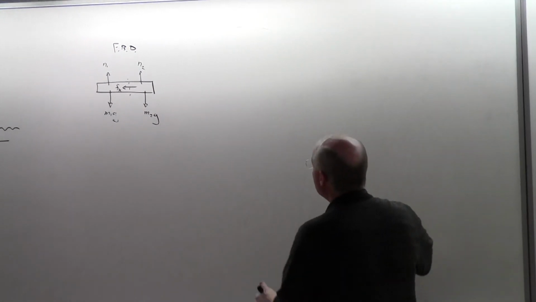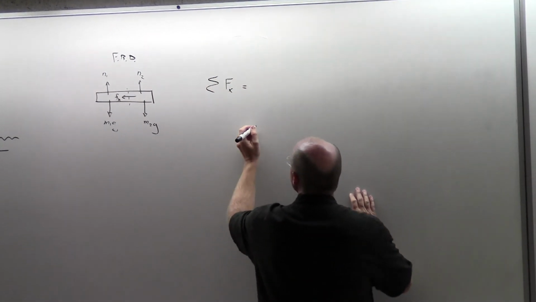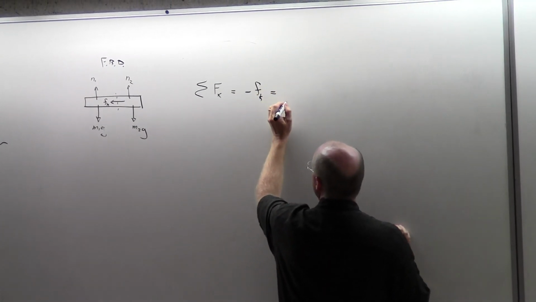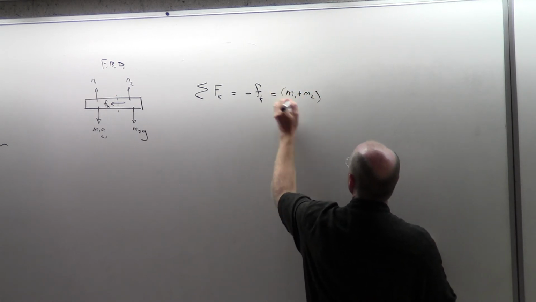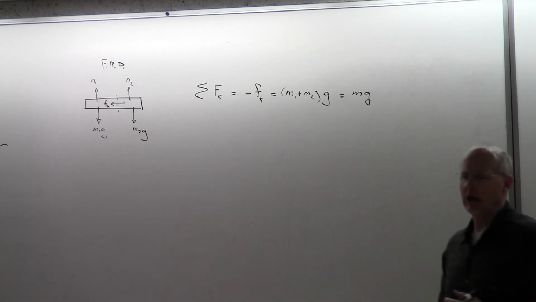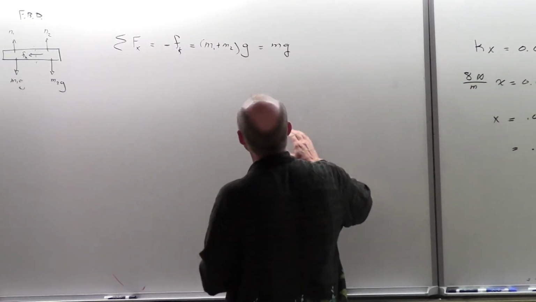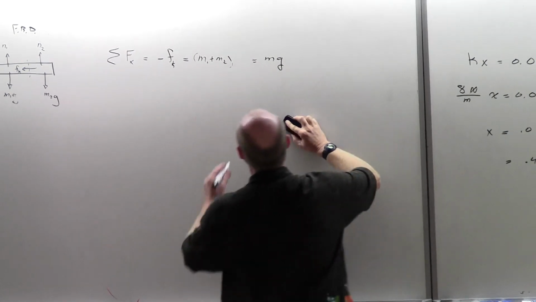I say all that because if I were then to label all the forces in the x direction, there would be this negative Fk, and that would have to be equal to the M1 plus the M2 times g. In other words, the total mass. So I think that's probably the easiest piece of this problem. Whoops, I apologize. Trying to rush with time here.